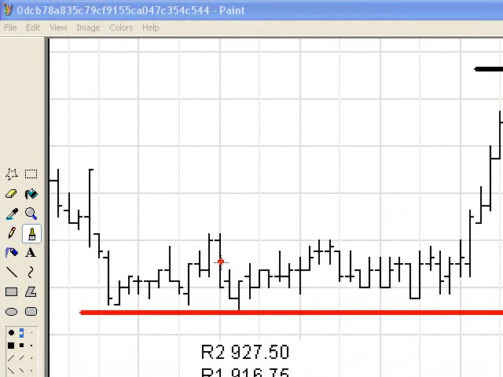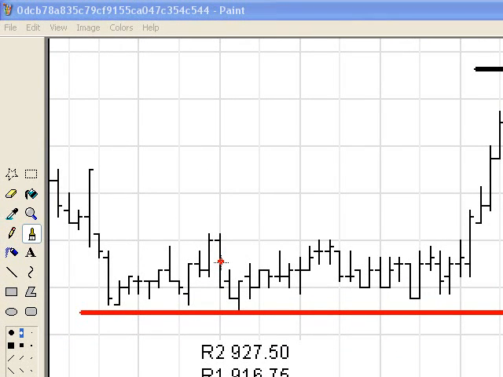Starting off in the June Mini S&P. In my last video, I talked about the pivot level for Tuesday of 913 and a quarter. Above 913 and a quarter in the June Mini S&P is considered bullish. Below 913 and a quarter is considered bearish. I had the first line of support down at 902.75, and the second line of support down at 895.75.